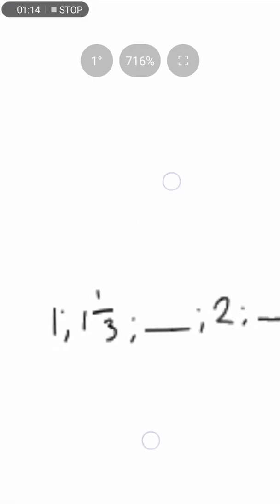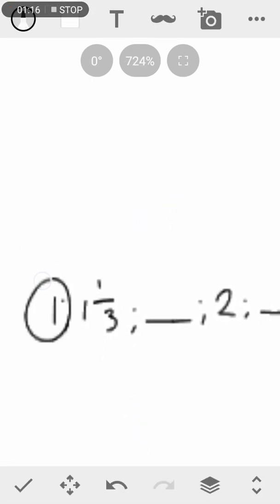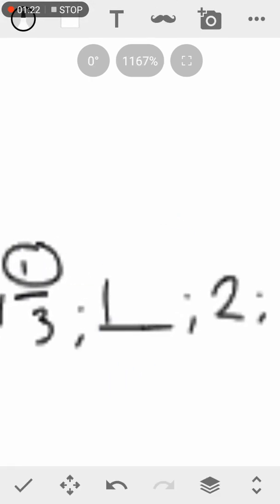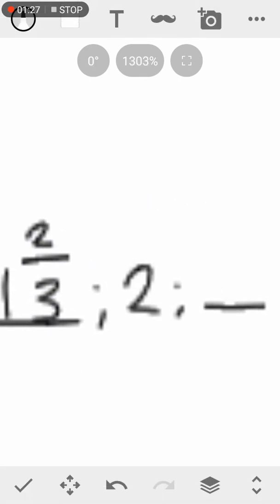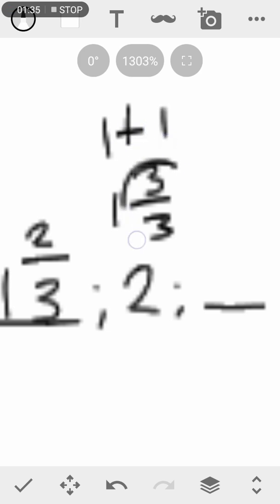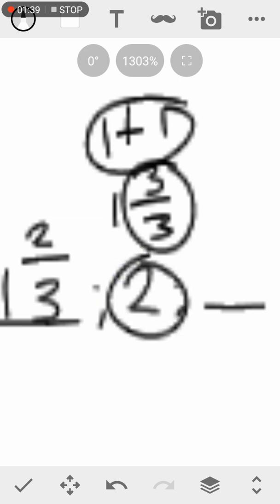Now we are counting in thirds from 1 to 3. So here we are starting with 1. Now we are moving in threes. So here we have 1/3. This one here is going to be 1 and 2/3. This one here is supposed to be 1 and 3/3, but because 3/3 makes one whole, it's actually 1 plus 1, because this also means 1. Okay, and 1 plus 1 is going to give us 2.